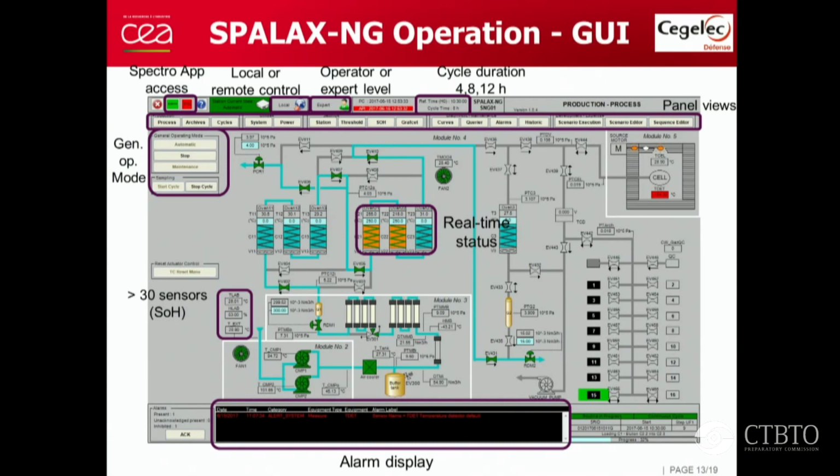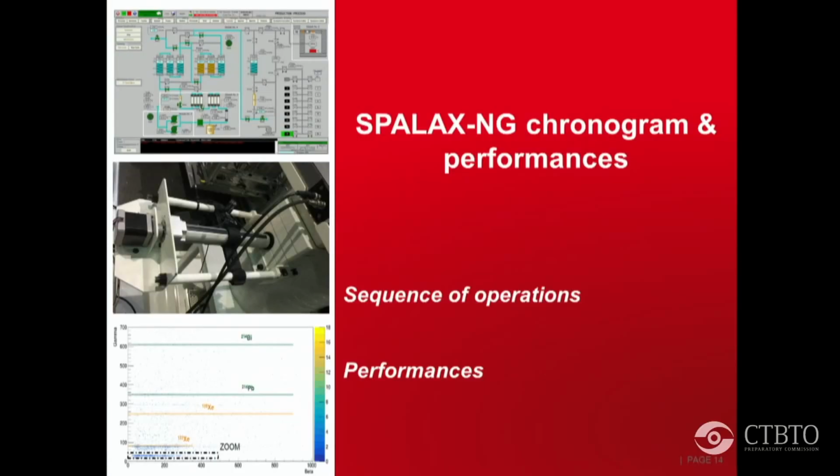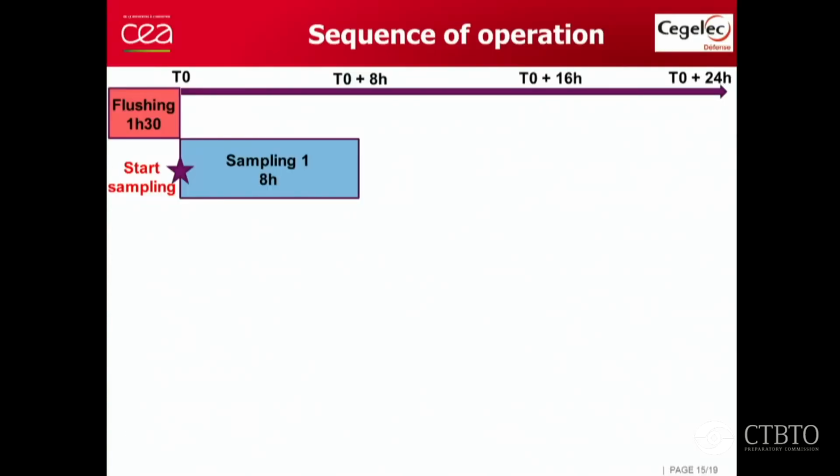Finally, we also have a direct alarm display and a quick view of the cycle progression. I will now talk in more detail about the sequence of operations of the new generation of SPALAX. Before starting the sampling, there is always a flushing period of the system of about 1.5 hours. Then we start sampling.